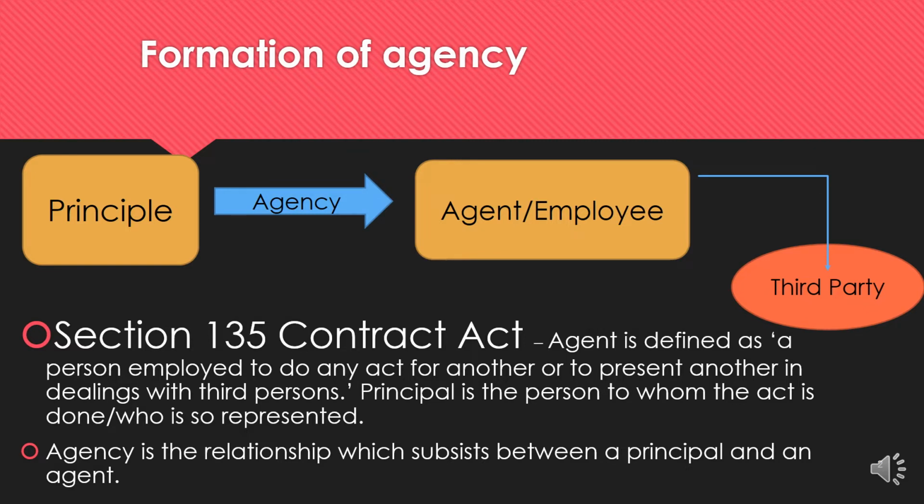You see, the principal appoints a person to be an agent or employee, right? This relationship we call agency, between the principal and the agent or employee, for the agent to deal with a third party on behalf of the principal. So this is agency and the formation of agency.